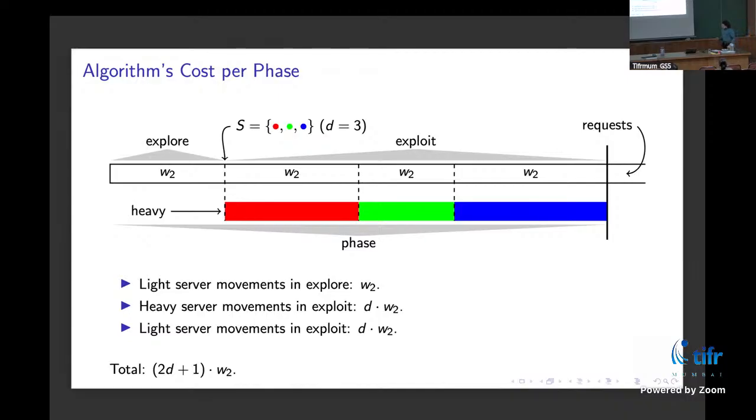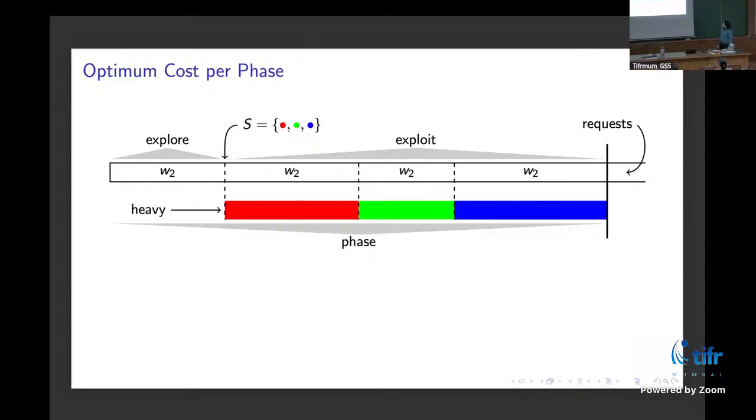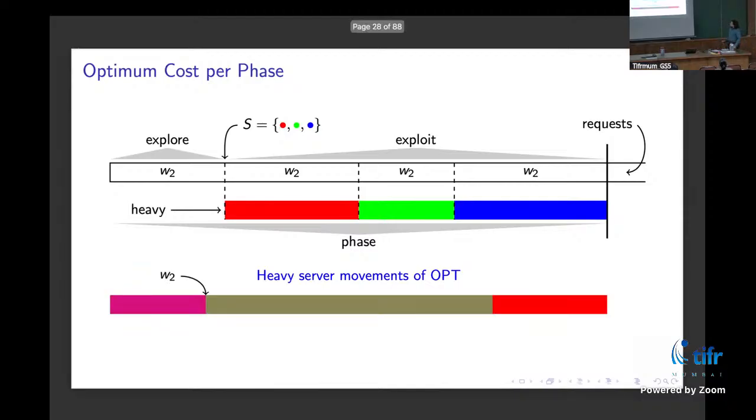Okay, so now let's try to bound the optimum cost in this case. The question that we are going to ask is, what is the heavy server of the optimum doing? It could do lots of things. Case 1: if in this duration the heavy server moves at least once, then the optimum must pay a cost of at least W2 for moving the heavy server. So the hope is to prove that the optimum must pay about W2 in any case, no matter what. This is the easy case.